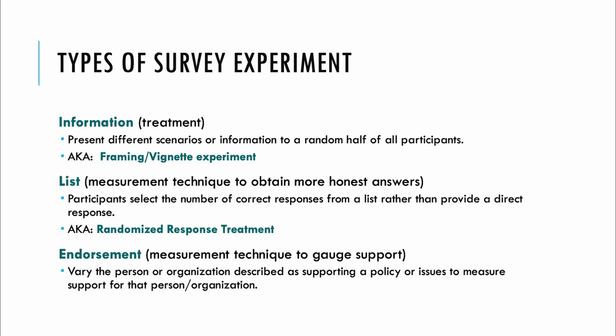Both types can help you obtain more accurate or honest responses when you think survey participants might falsify their preferences. List experiments involve presenting your control and treatment groups two lists of items. These lists should be identical except for one thing, the thing you're trying to measure. You then ask survey respondents to select how many things on the list are correct or that they agree with.